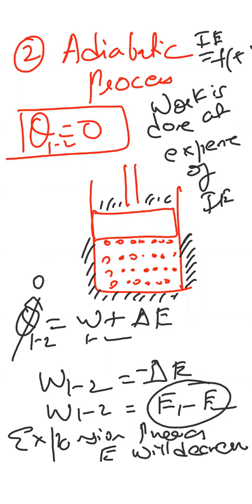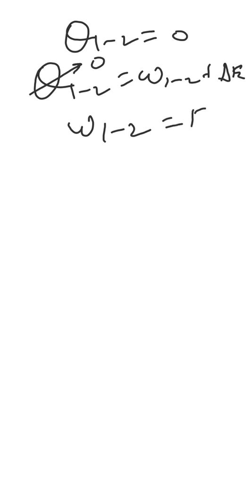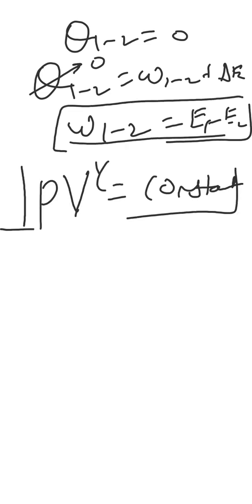Now let us come to some more aspects. Again I will highlight that heat transfer in an adiabatic process is zero. So when you apply the first law on the adiabatic process, you understand that heat transfer is zero, so work is done at the expense of internal energy. This is the equation followed in the adiabatic process.